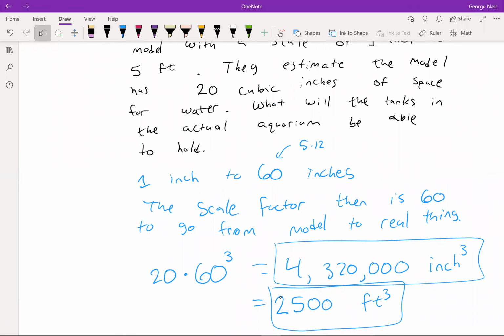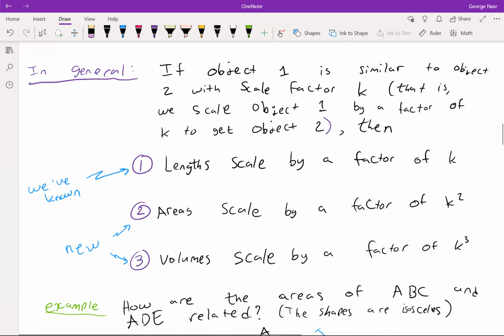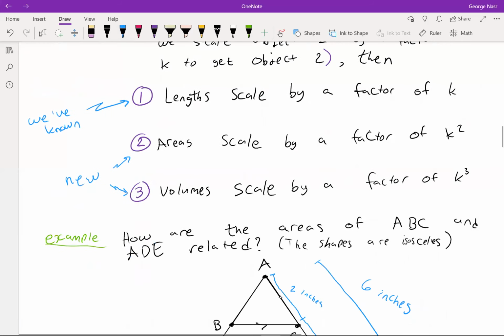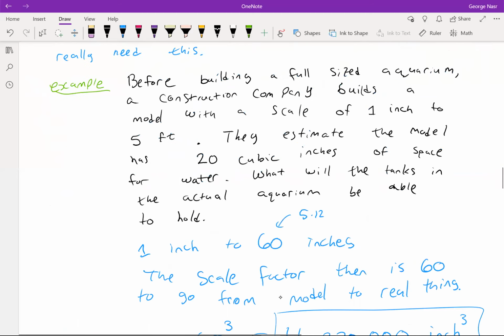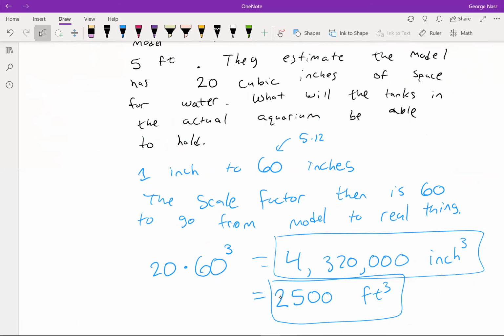So that's all there is to this problem. We use the fact that we know how to convert volumes given a scale factor, because we have this really nice relationship that volume scales by a factor of k cubed, where k is the scale factor. In this setting, since we know the volume of the little toy model is 20 cubic inches and we know the scale factor is 60, we just apply that rule.